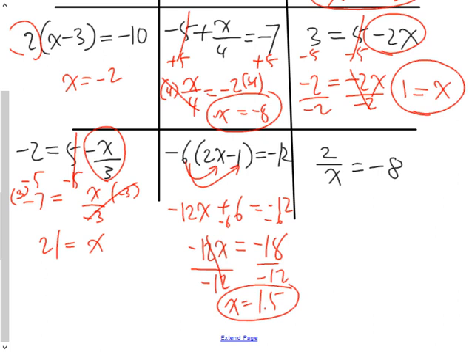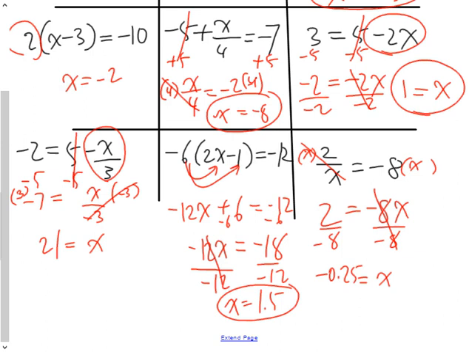And your last question is a tricky one because it's actually a two-step equation. The first thing I'm going to do is multiply both sides by x. And multiplying by x and dividing by x are opposite operations. I'm left with 2 over here equals -8 times x, which is simply -8x. Divide both sides by -8, and x will equal -1/4, or -0.25, and that is your solution.